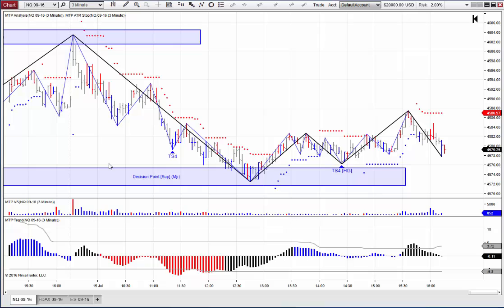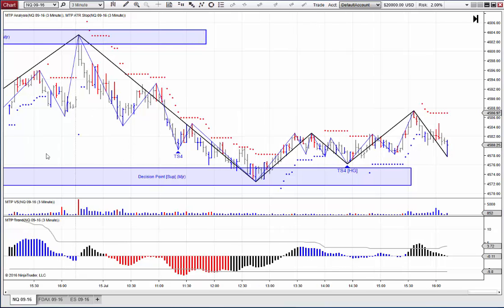So overall, a very good day for MTPredictor users, particularly with our new MTP trend indicator and new DP support and resistance zones on the USE minis yesterday.